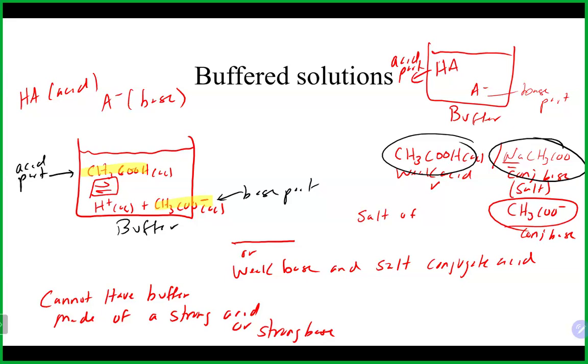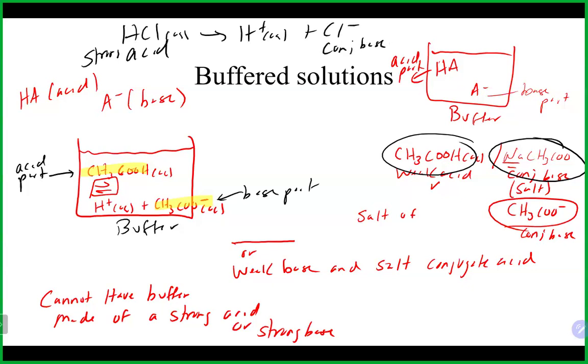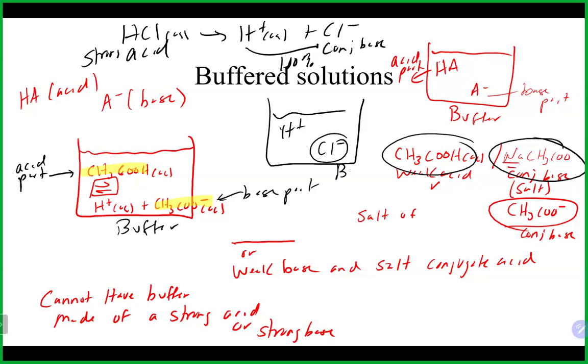Why can you not make a buffer out of something that's a strong acid or a strong base? Let's just take hydrochloric acid as an example. Hydrochloric acid, as we've been talking about, would break apart into H plus and Cl minus. This is our acid, right? And really, this is our conjugate base, right? Which, as we just talked about, you need both of those things in the solution for it to act as a buffer. The problem, though, is when you dump HCl in, it's going to completely break apart into these ions. And that means that the only thing you'll have in your solution is H plus and Cl minus. You'll have the base part, but you'll be missing the acid part, right?